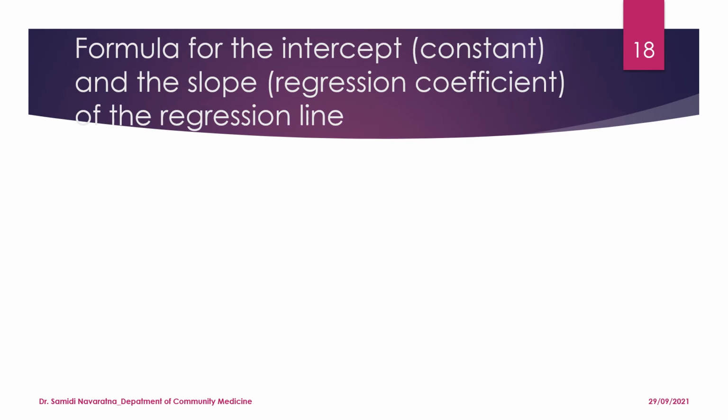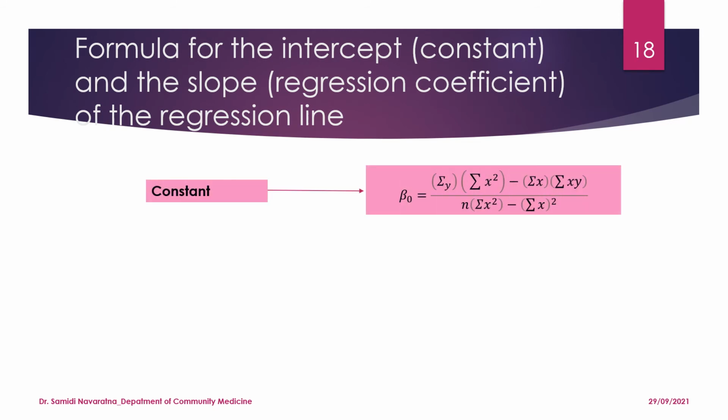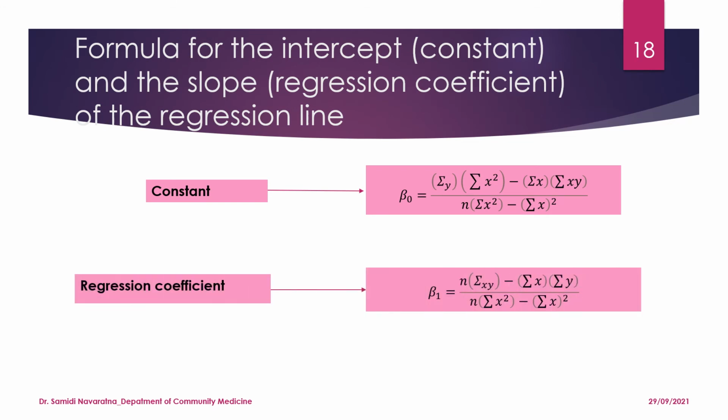So there are several equations that can be used to derive the regression line by estimating the intercept and the slope for a given data set, and these are just two of those equations. To calculate the constant, you can use this equation, and to calculate the regression coefficient or the slope, you can use the second equation. And as you can see, these formulas use the same values we use to calculate the correlation coefficient. So it's easy. That is why I prefer these two equations.